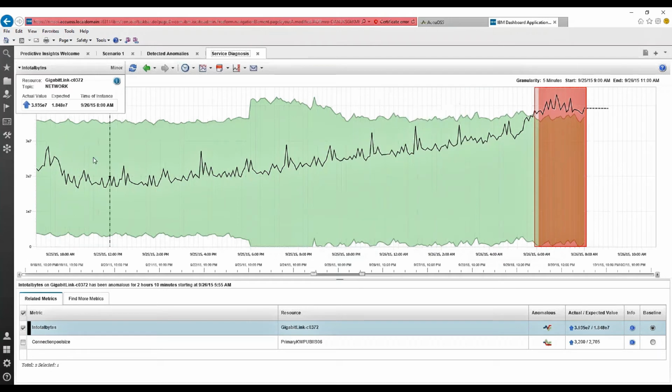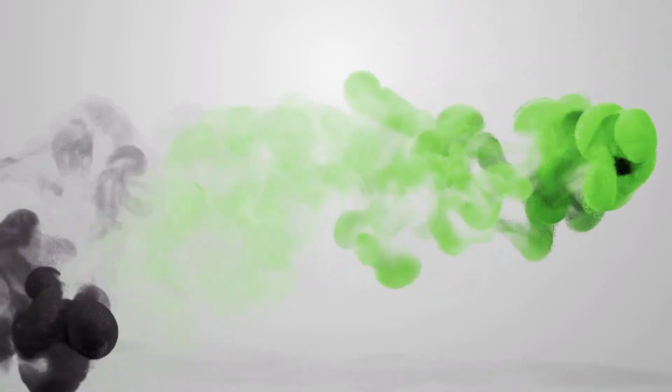And so this is one example of a univariate scenario where we're able to catch it within a short amount of time versus the potentially long time it would take to do traditional performance analysis.